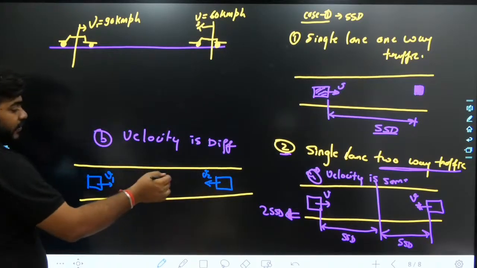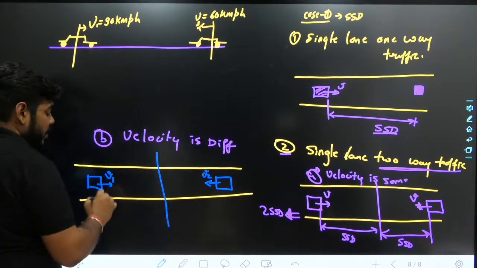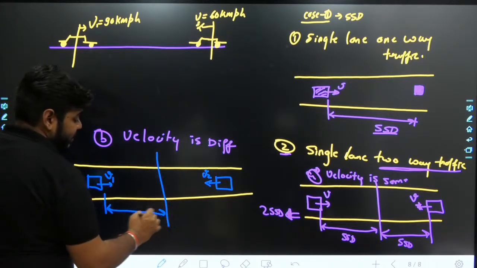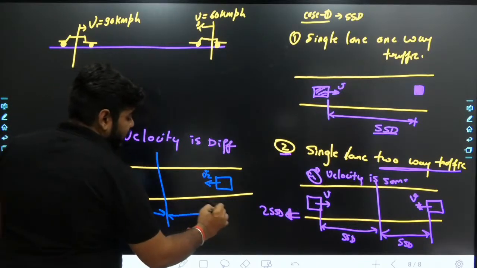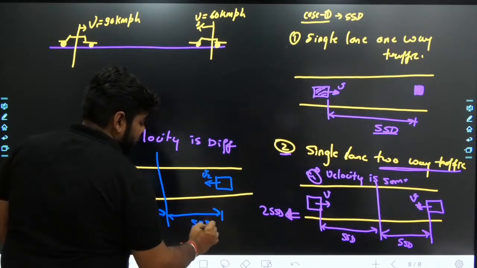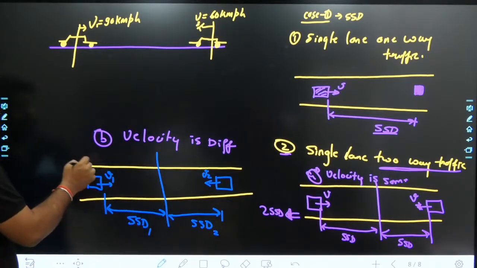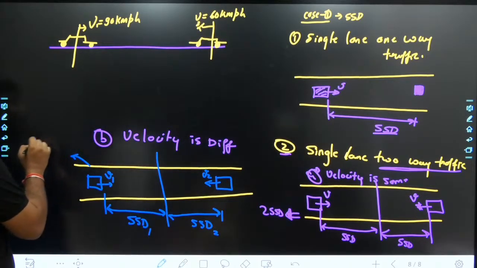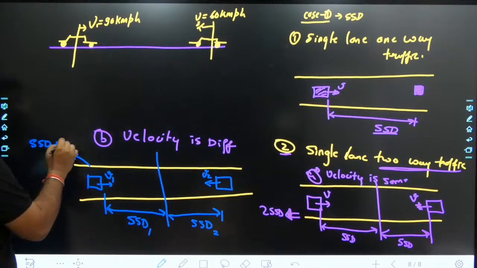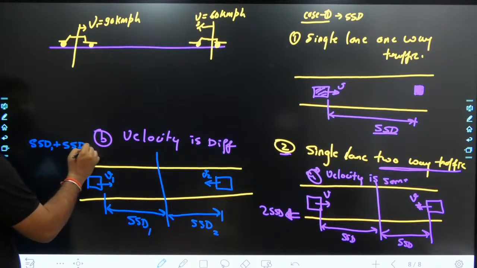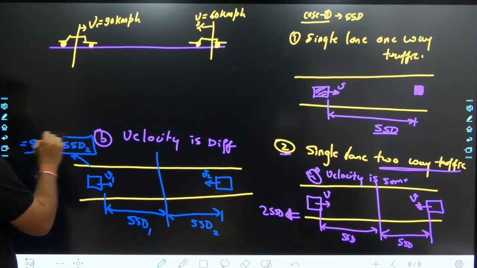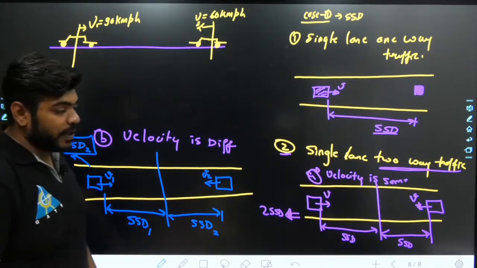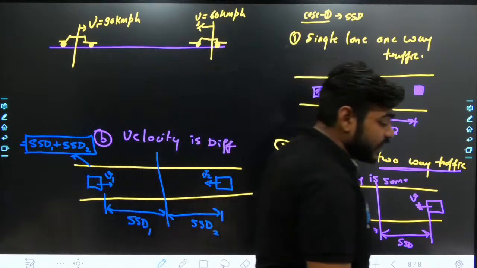Now they will take some different velocities and some different distances. So we can say this is the distance SSD1, and this is the distance known as SSD2. If somebody asks what the combined distance will be to stop the vehicles just before the collision, or to avoid the head-on collision, this total distance will be equal to SSD1 plus SSD2.